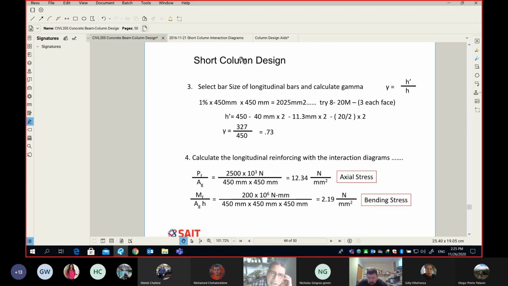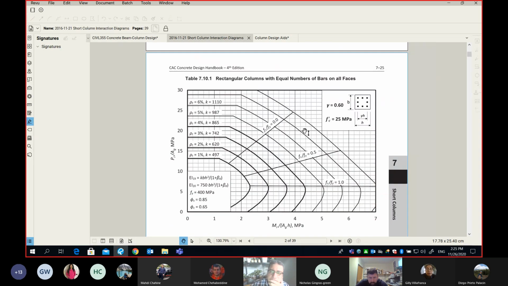Let's look at this picture here. What I'm doing right now is opening another PDF that's already available on the D2L. What do we call this? I gave you an introduction about this last class. It's called the interaction diagram, which is a curve that represents the relationship between the moment and the axial force that can be supported by a given concrete section. We will use the interaction diagram to design our concrete column.